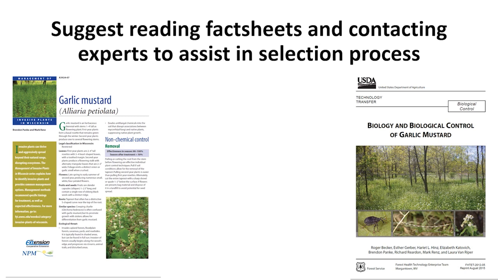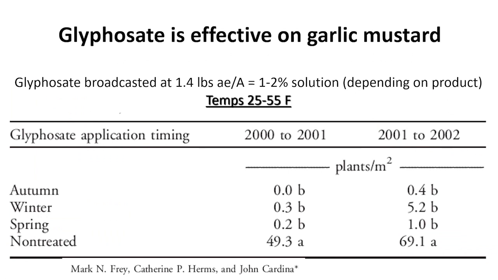organizations. So I highly recommend that you read some of those and then contact your local experts to get some advice on selecting the right one if you have questions, because there's lots of details involved in this selection process. But that being said, most people rely on glyphosate, or one of the trade names is Roundup, and it's really effective on garlic mustard. This is a study from the early 2000s by colleagues in Ohio, and really what they showed is applications of glyphosate broadcasted in a 1 to 2% solution, depending on the active ingredient in the product, can give high levels of effective control if applied in the autumn, in the spring, and even in the winter.